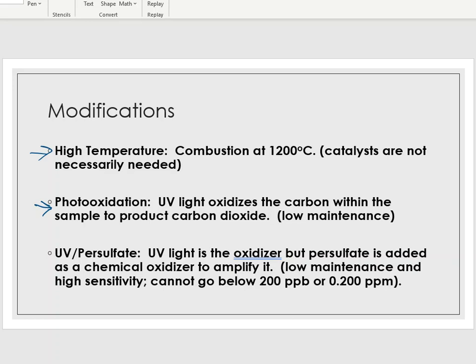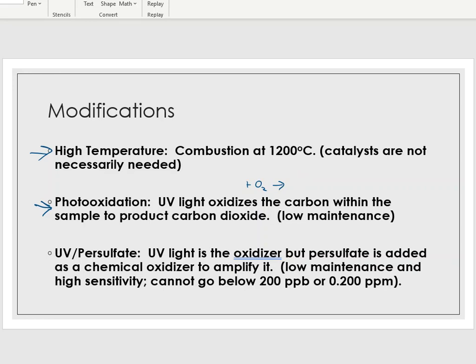And photooxidation, photo is kind of photon. Photon is light, and that basically translates to light doing the oxidation part. So again, in the combustion reaction, think about adding O2 and you are adding oxygen. We can refer to this as the oxidation, okay? So photooxidation uses UV light, and that UV light will oxidize the carbon to produce carbon dioxide.